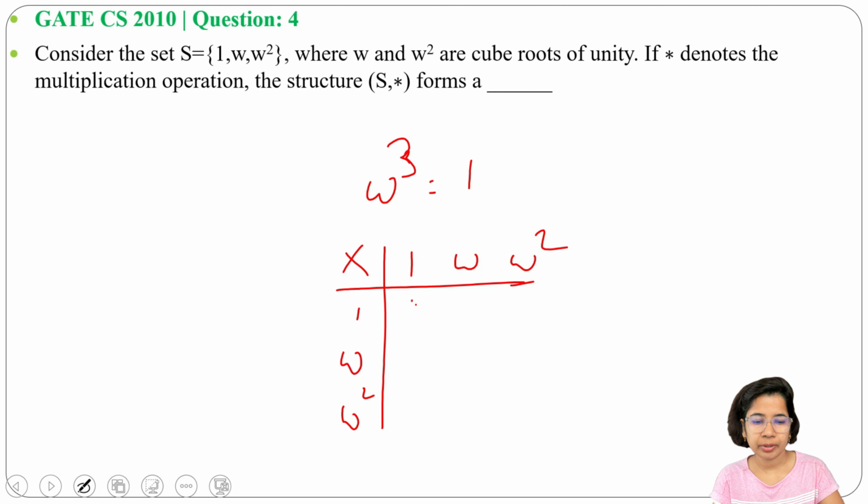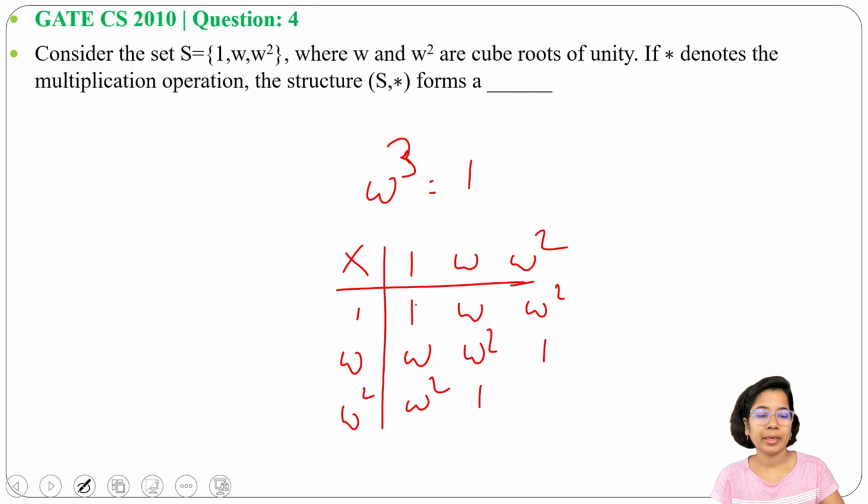Now 1 times 1 is 1, w times 1 is w, w² into 1 is w². Next, 1 into w is w, w into w is w², then w² into w is w³, and w³ equals 1. Next, 1 into w² is w², w into w² is w³, which is 1.